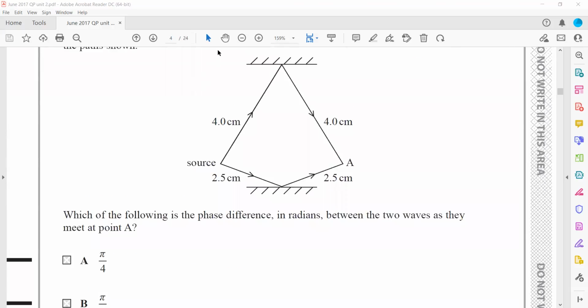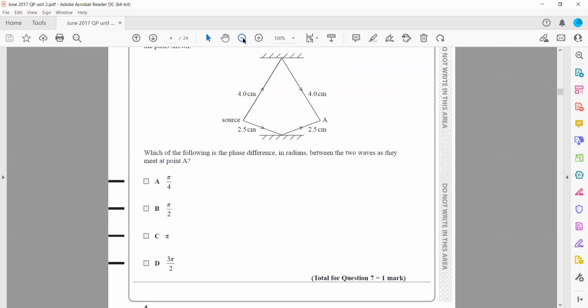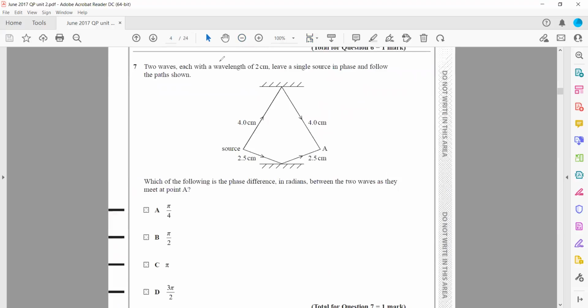The next question. Two waves, each of wavelength 2 centimeter, leave from a source. So this is a source. What is the path difference? This wave covers 2.5 plus 2.5, so it covers 5 centimeter. This wave covers 4 plus 4, 8 centimeter. So what is the path difference here? When we subtract 8 minus 5, 3 centimeter is the path difference.